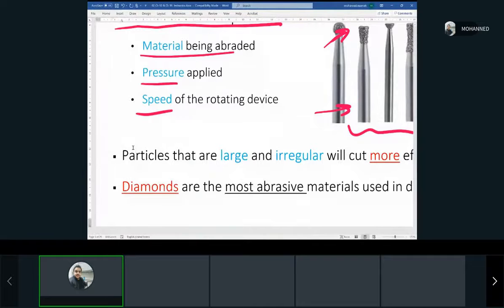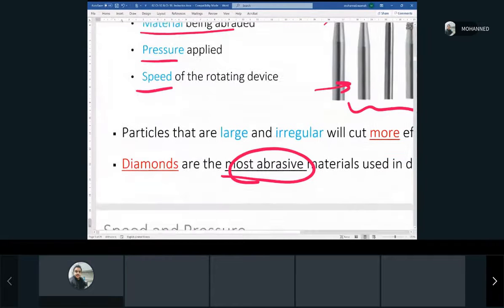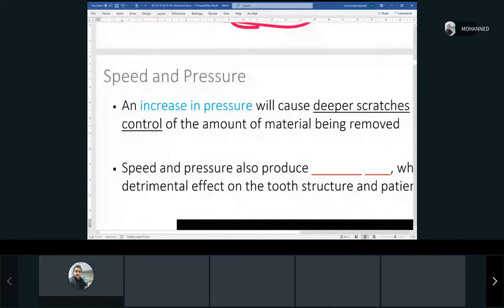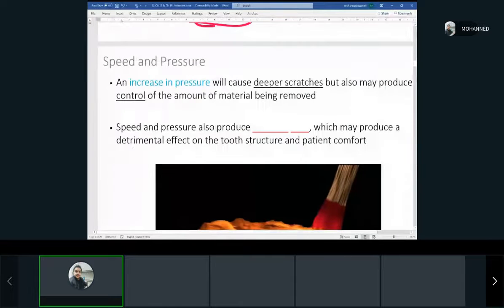You're going to get to know more about the burrs. I think Ms. Jukes will talk to you about the types of burrs and their use. But generally, diamond is an abrasive that we use on these burrs to cut through the enamel, and it's the most abrasive material used in the industry. Speed and pressure, we already talked about that. An increase in pressure will produce deeper scratches.